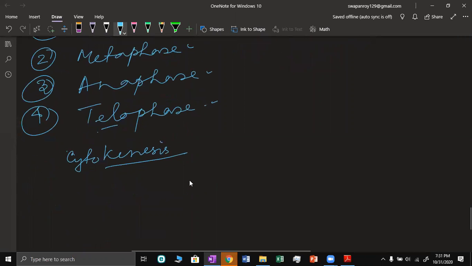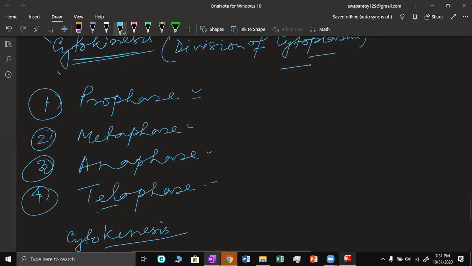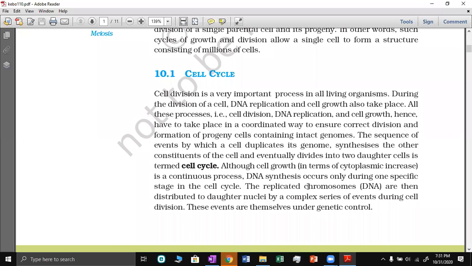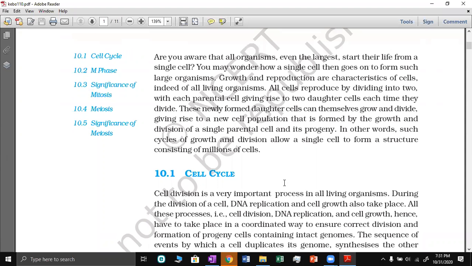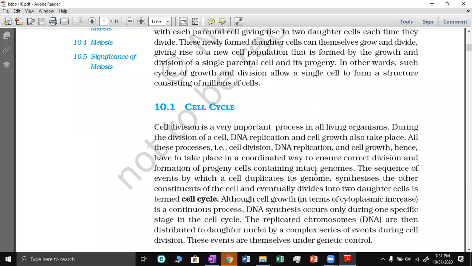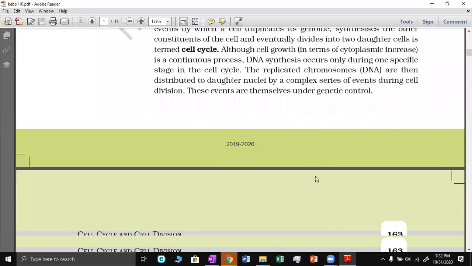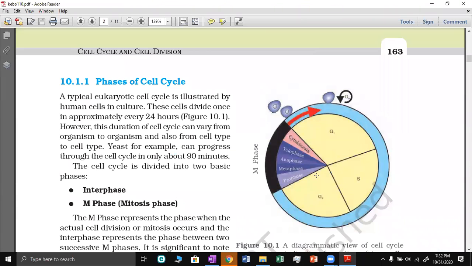I will show you the cell cycle that see here from your book. You can see this cell cycle diagram. Can you see it? Hello? Yes, sir. Yes, sir. You can see the page of your book, no?